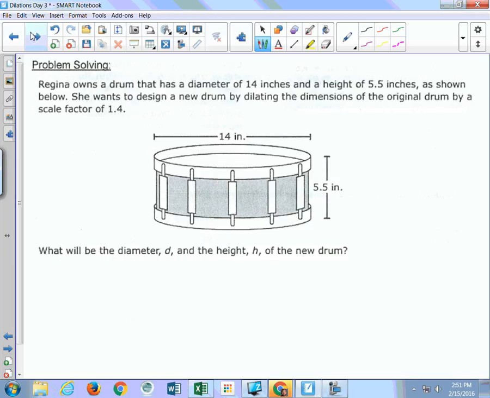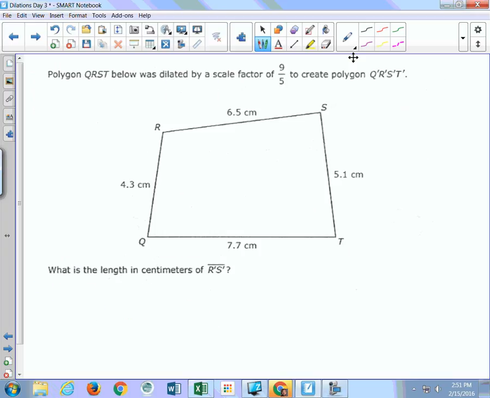All right, last one. This time it gives you the old shape and tells you that it has been dilated by a scale factor of 9/5 to create the new shape. Then it asks you, what is the length in centimeters of R'S'? So it doesn't want you to draw it or anything. It just wants to know what one side is. So it wants to know this side right here, RS.